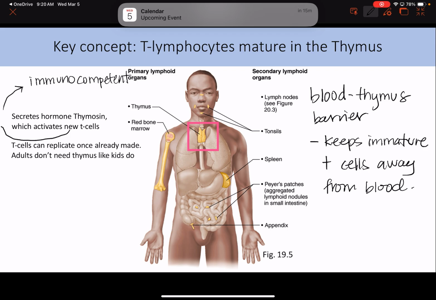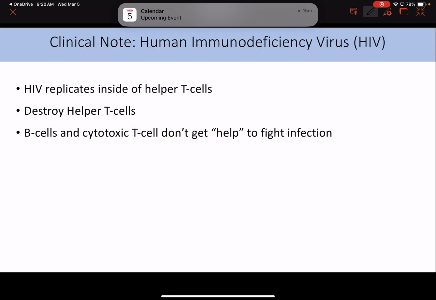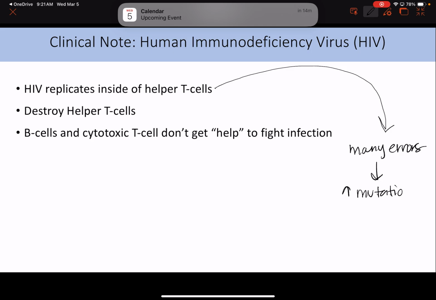Okay, last thing on HIV, which is human immunodeficiency virus. HIV replicates inside of our helper T cells. And what happens with HIV, and why HIV is so hard to treat, is because HIV doesn't replicate very well. Okay? It has many errors when it replicates. And so it has a high mutation rate. And so it develops resistance to medications really fast.